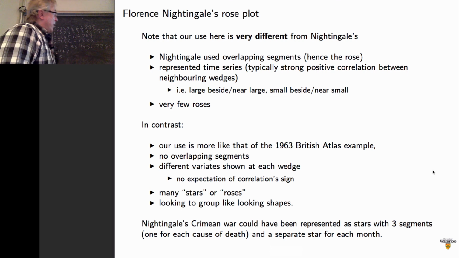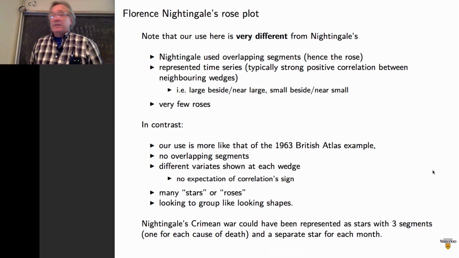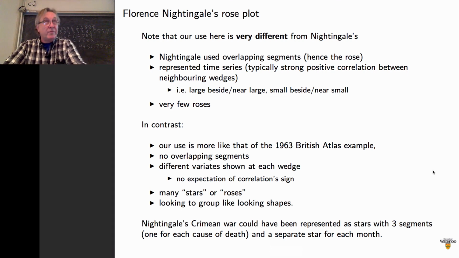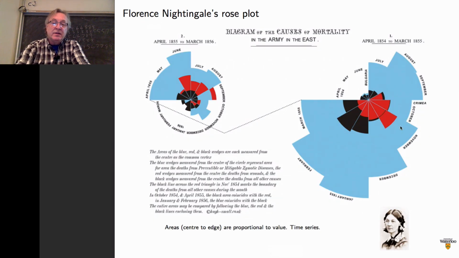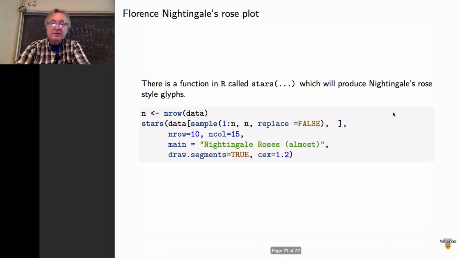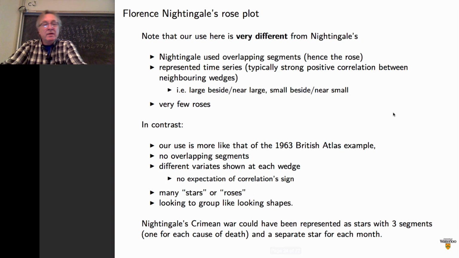So some remarks. The use here is different from Nightingale's. Nightingale had a time series and used overlapping segments so that, going back here, you see that it looks like a rose, with these petals, these layers of different petals. And we're more interested in having each wedge represent one variate value, with no overlapping at all.